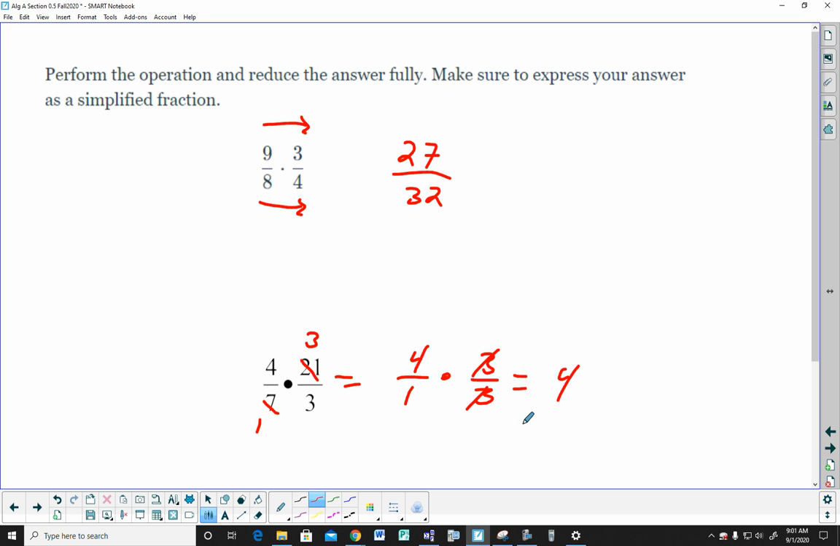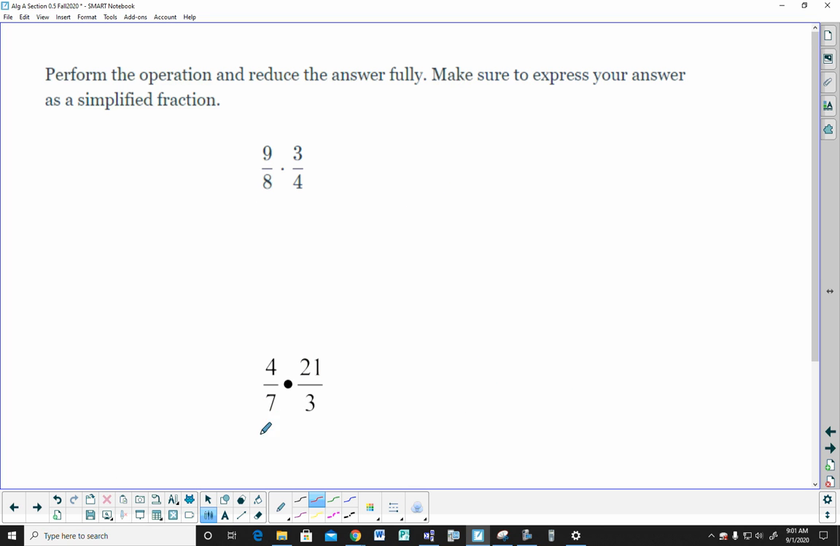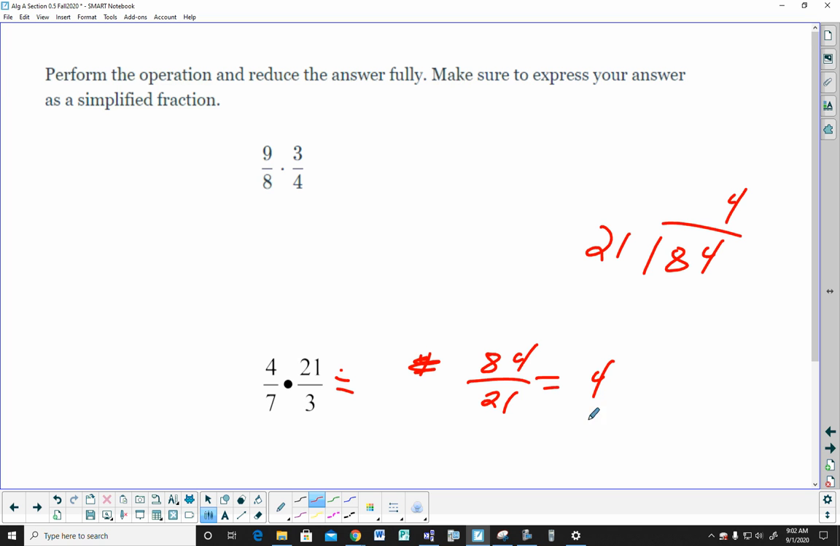Okay? You can just multiply straight across. So if I erase all this and just multiply straight across, I get 84 over 21. But that's going to reduce. I think 21 is going to divide into all of it. It'll go in 4 times. 21 goes into itself. You could try it on your calculator. 84 being divided by 21. I think it's going to go in 4 times. Okay? So then that's going to reduce to just 4.